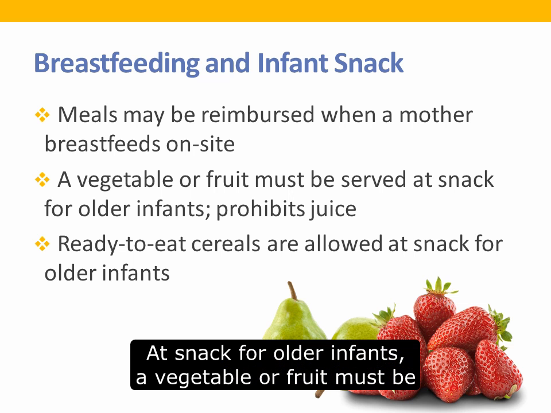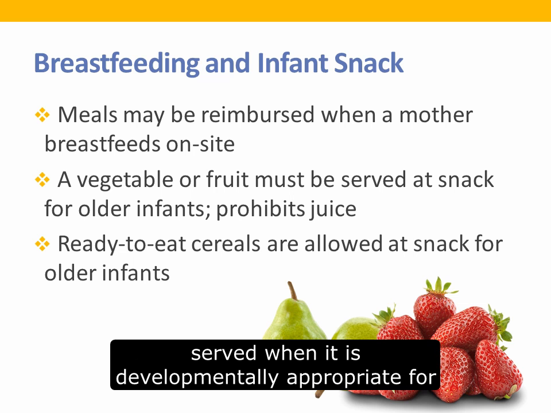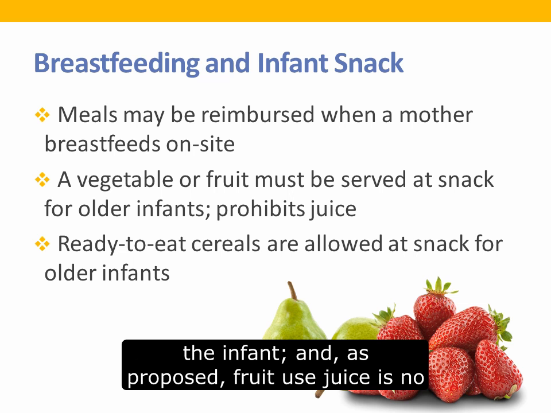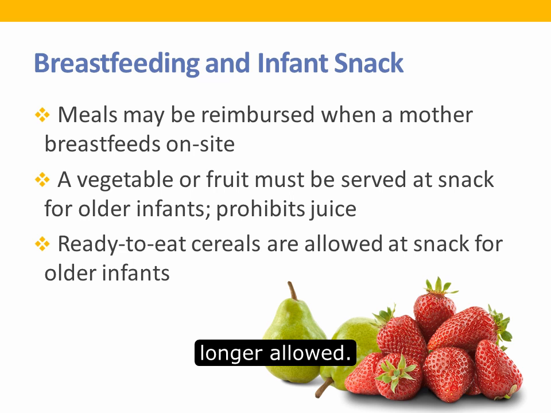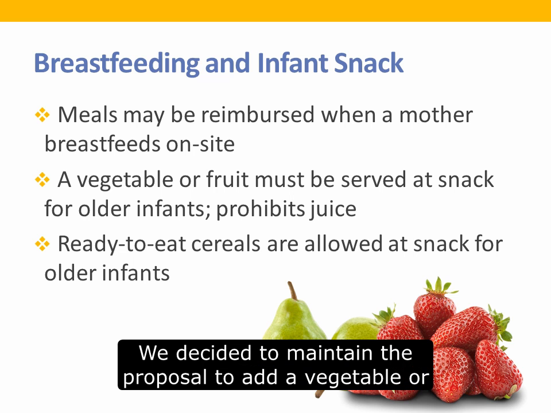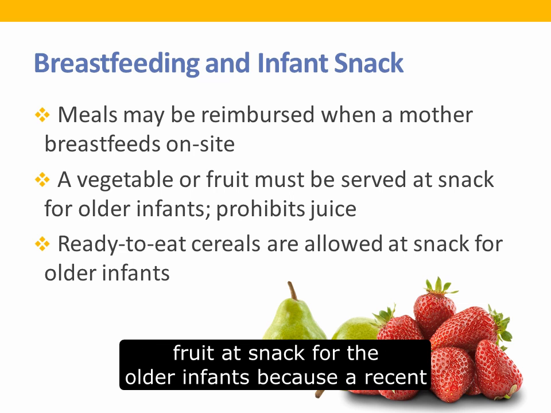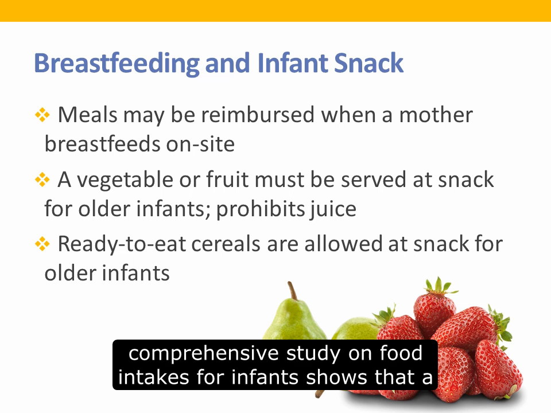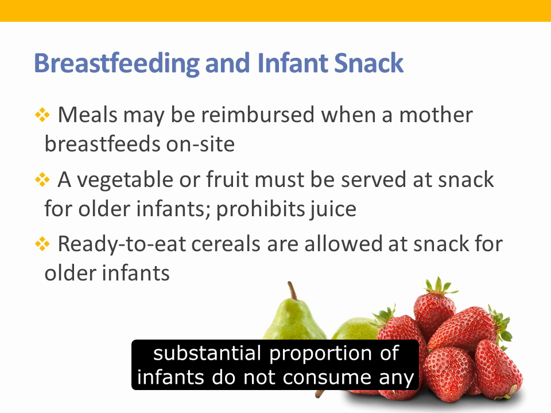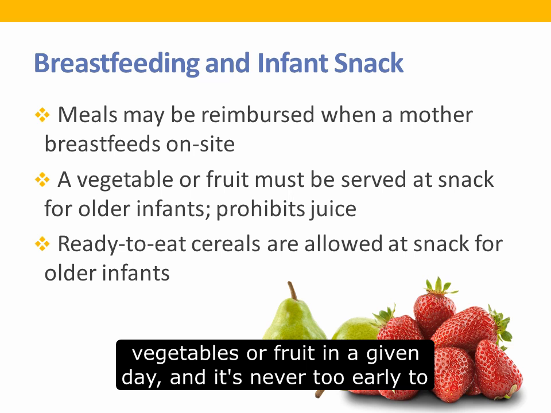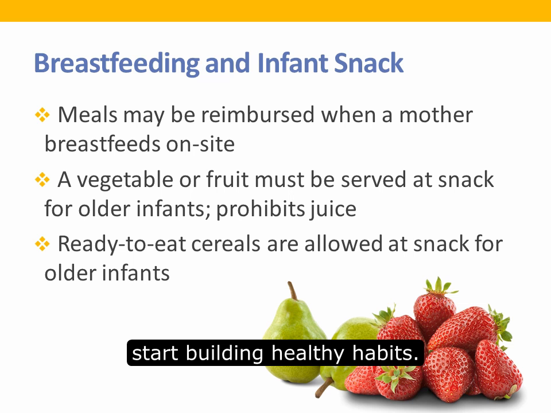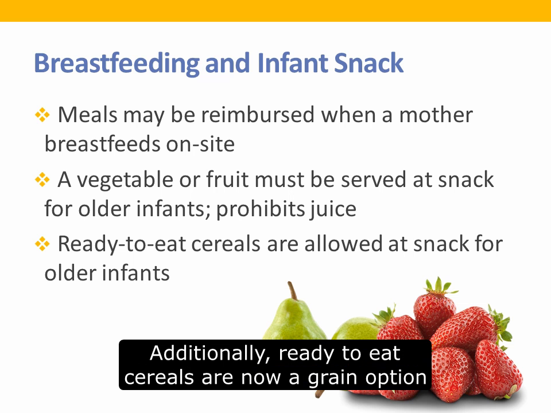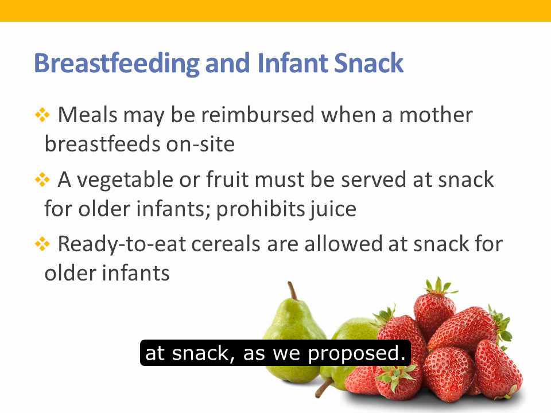At snack for older infants, a vegetable or fruit must be served when it is developmentally appropriate for the infant, and as proposed, fruit juice is no longer allowed. We decided to maintain the proposal to add a vegetable or fruit at snack for the older infants because a recent comprehensive study on food intakes for infants showed that a substantial proportion of infants do not consume any vegetables or fruit in a given day, and it's never too early to start building healthy habits. Additionally, ready-to-eat cereals are now a grain option at snack as we proposed.